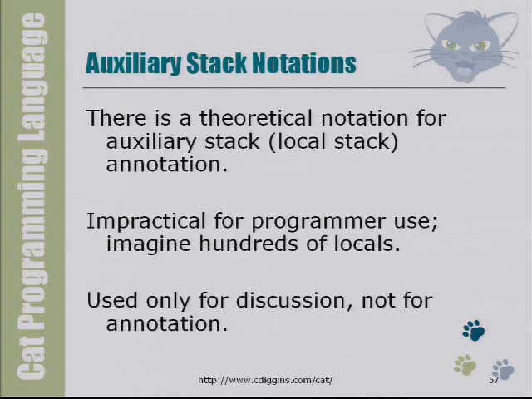What happens is the auxiliary stack is used for locals. And in a function, you can easily have hundreds or thousands of locals, especially when you have nested functions. So it becomes impractical to annotate all of the effects locally. It's used by the type inference engine, but it's not expected to be used by programmers. So I'm just leaving it out of the language. Nonetheless, I can still use it to talk about how things map to pure functions.